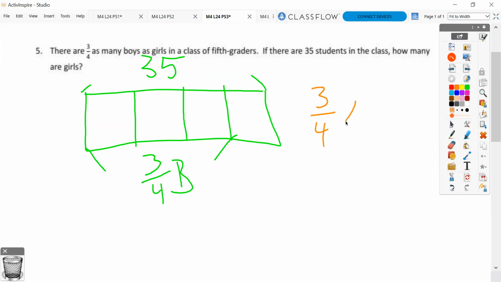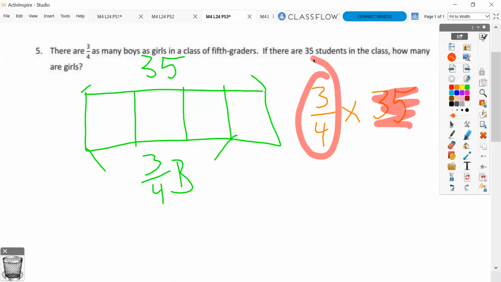So this is 3/4 of 35. Now, our whole is 35. Let's just think about what we're multiplying by. Our scaling factor is 3/4. Is our answer going to be bigger or smaller than 35?